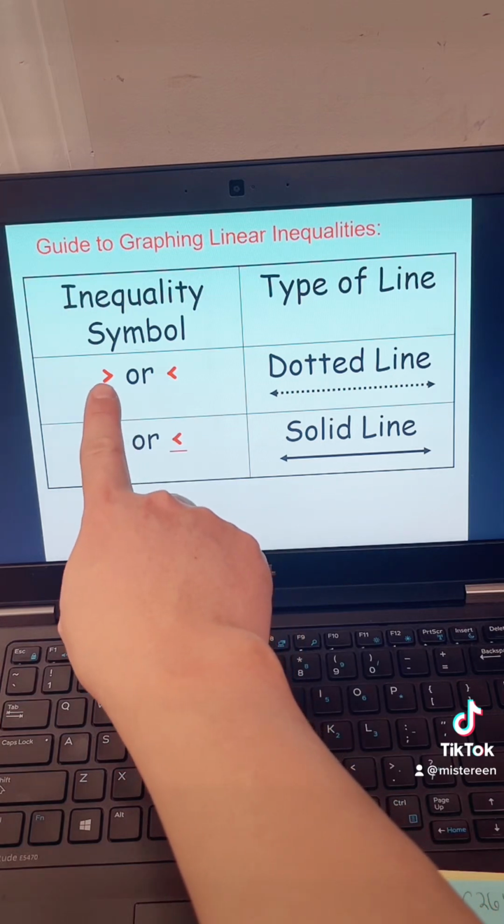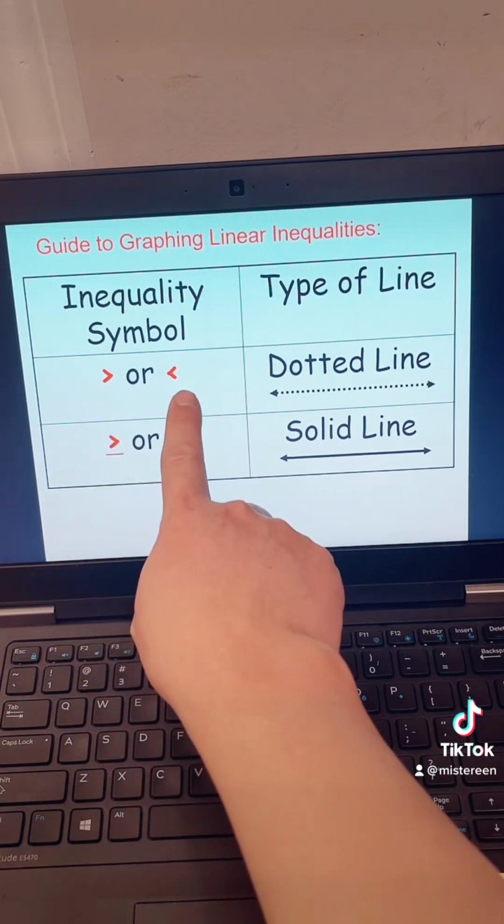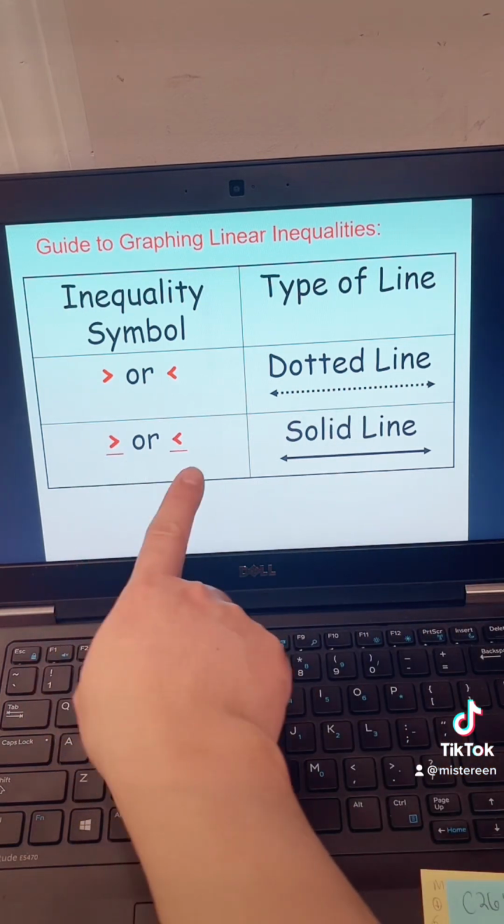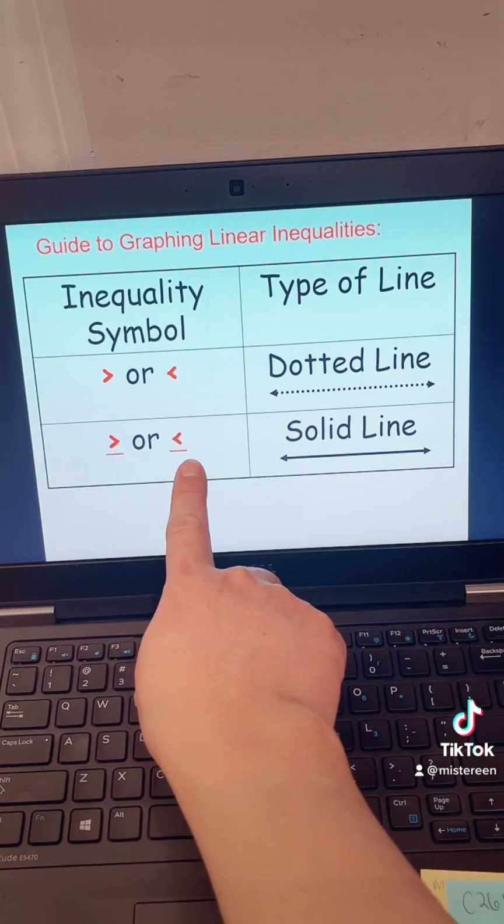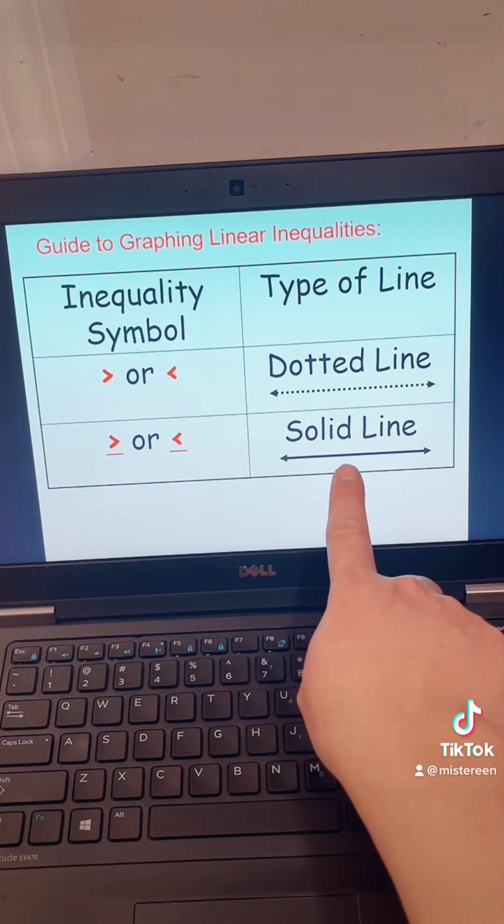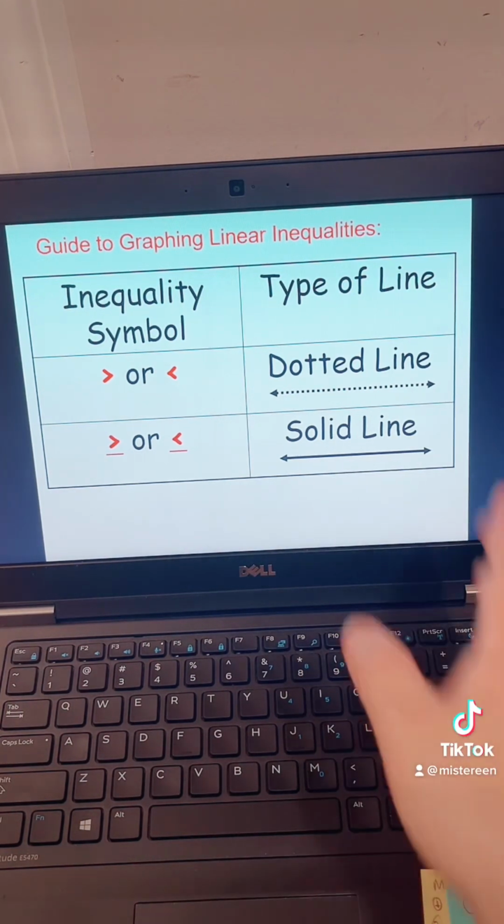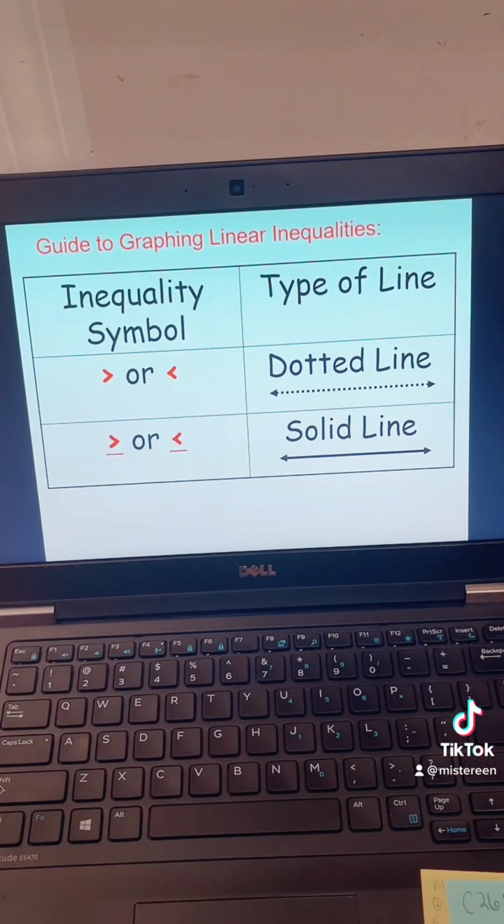If you use either a greater than or a less than on the graph, you should use a dotted line. If you use the symbols greater than or equal to or less than or equal to, you should use a solid line. So take note of the type of line and the corresponding inequality symbol.